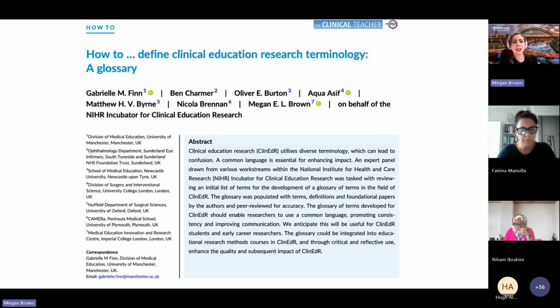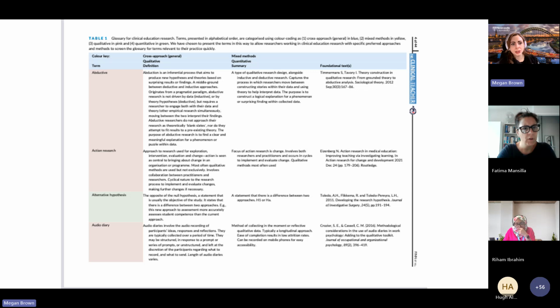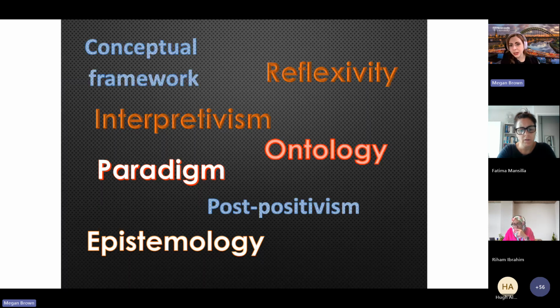This is what the paper looks like when you open the link. And when you scroll down through the paper, you'll come to this massive table, which will talk you through the definition of some key terms. It gives you a summary of that longer definition, but it also gives you links to further reading. So if there is something that you want to know more about, this is a really good way of opening that door to clinical education research and the language that is used.